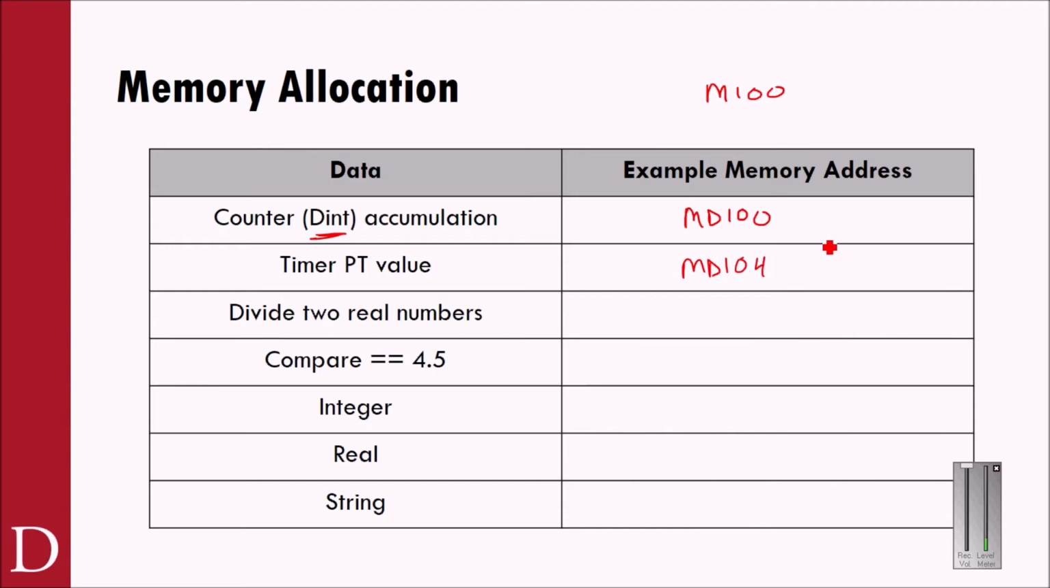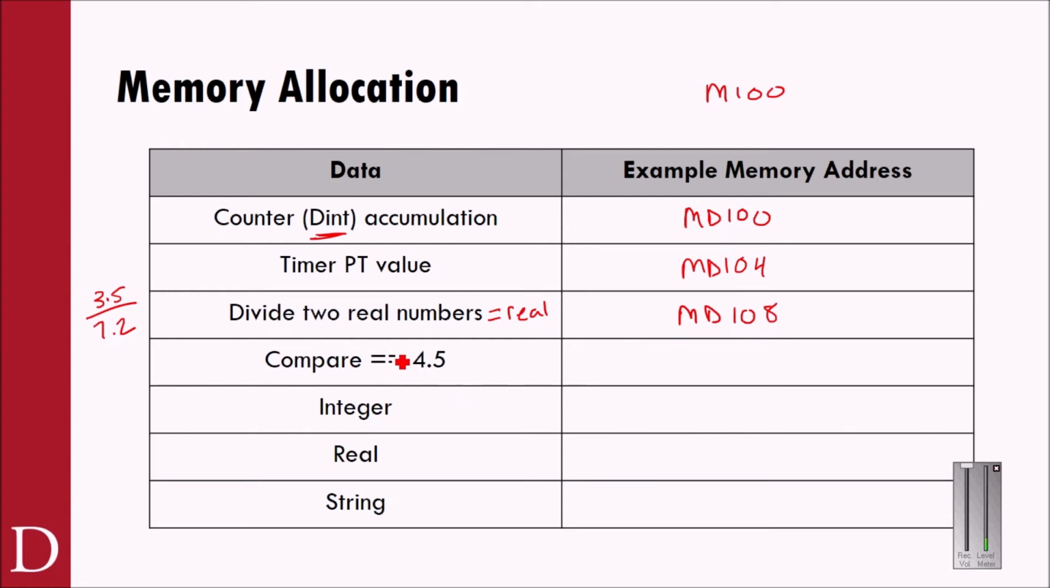If I want to divide 2 real numbers, now you got to think about what kind of data that means. If I divide 2 real numbers that can include decimal numbers, right? So like 3.5 divided by 7.2. What that means to me is I'm probably going to get a real number out. If I'm dealing with reals in, I probably want to deal with reals out. So I'm going to go to MD108.